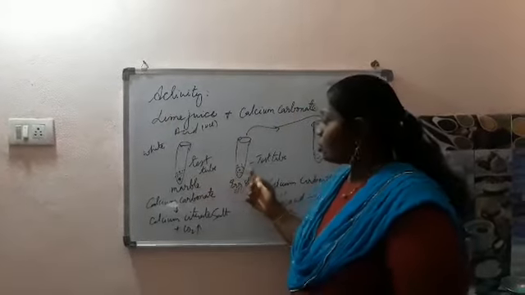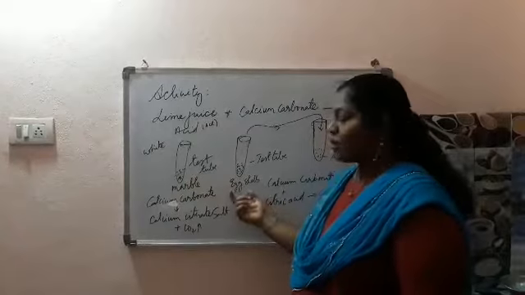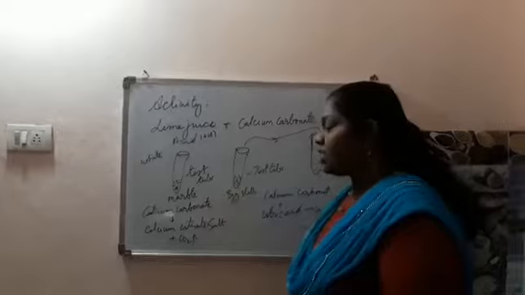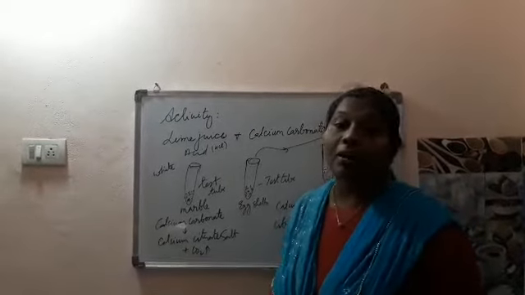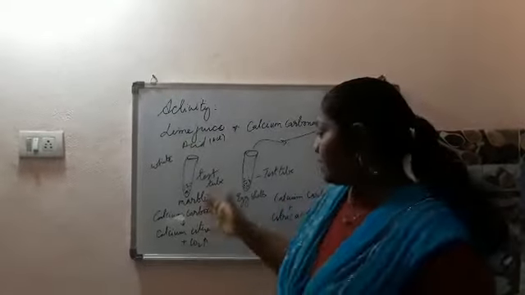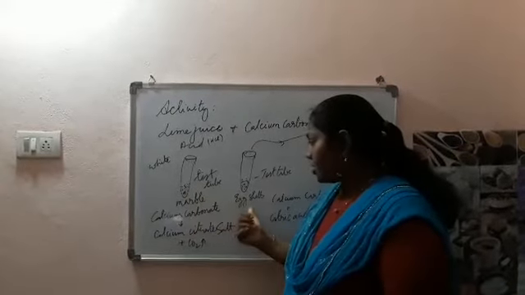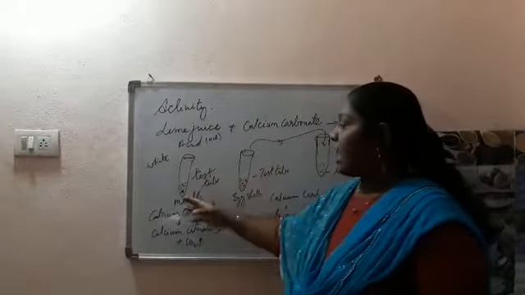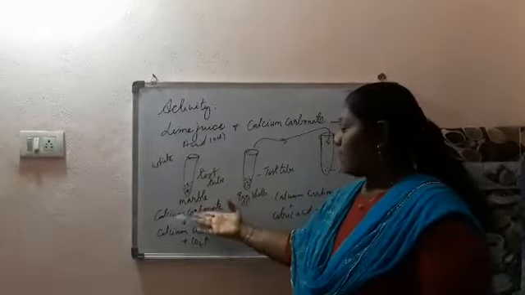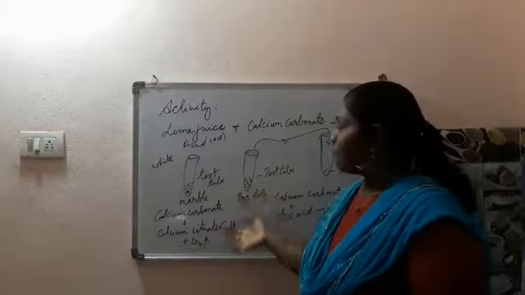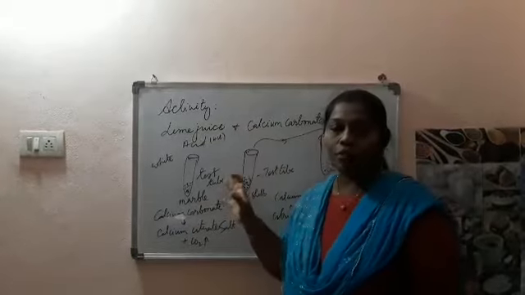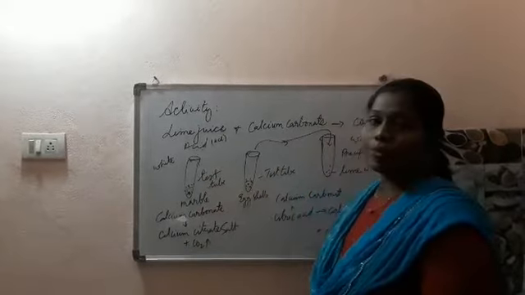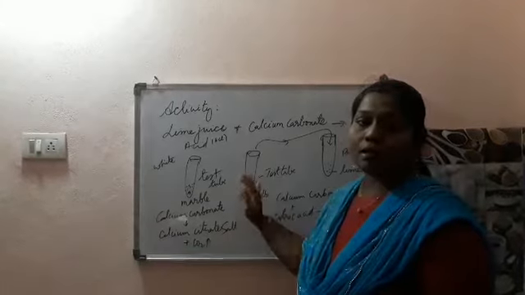See children, in these two test tubes I have taken two samples. One is the eggshell and another one is the marble. This marble and the eggshell both contain calcium carbonate. Okay, I have taken two test tubes. I have taken two samples. One is the marble and another one is the eggshell. Now I have added few drops of lemon juice into both of these test tubes. I will leave those test tubes for some time.